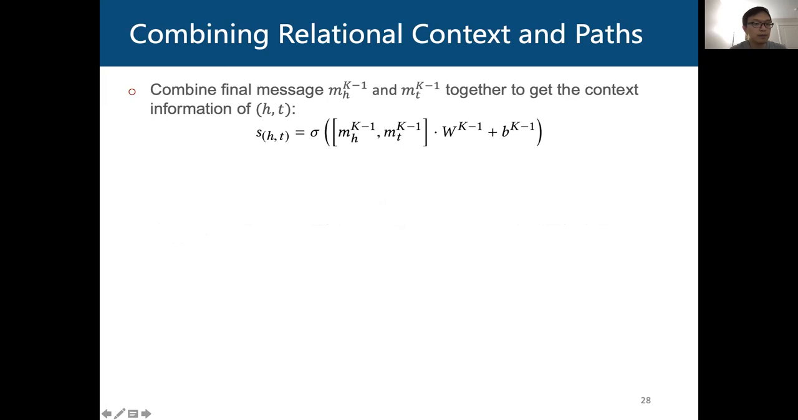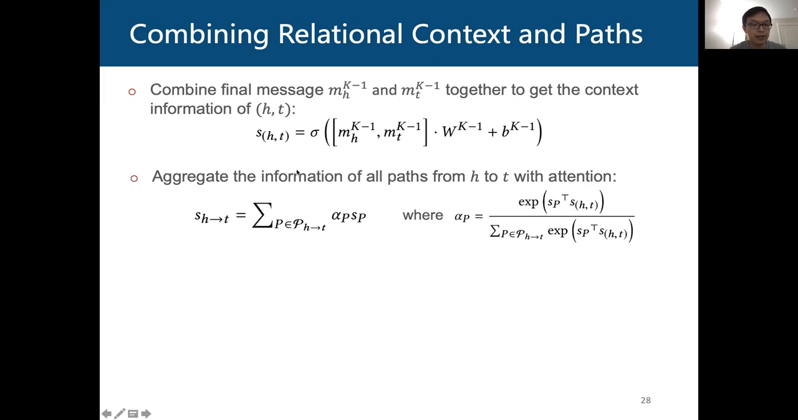So now we introduce how to combine this relational context and relational paths. For relational context, we use the message passing scheme to calculate the final messages M_H^(K-1) and M_T^(K-1) here, which summarize the context information. And these two final messages are further combined together here and followed by a nonlinear layer to calculate the context of the HT pair.